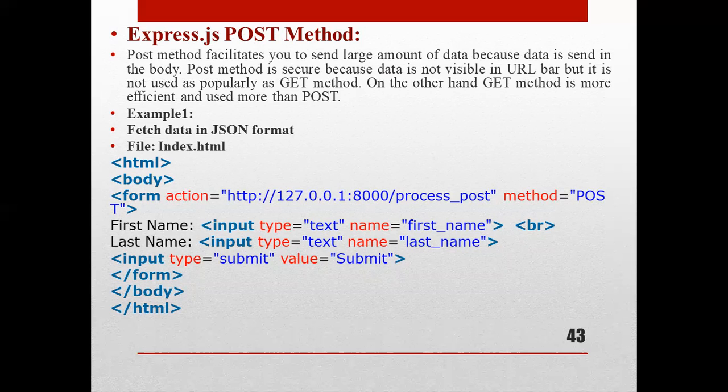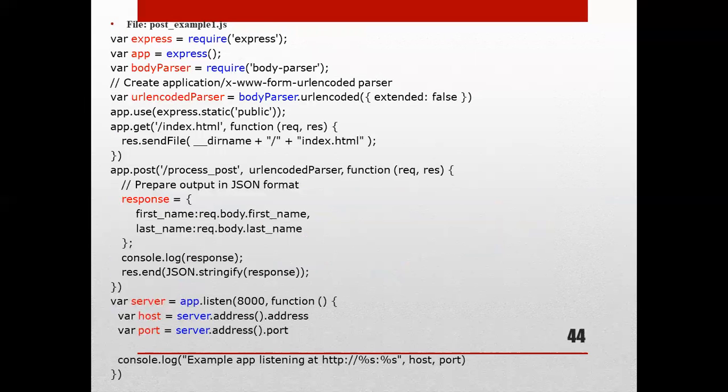See here one example for the post method. Similarly, we have one index file for the first name and last name with one button, submit. Both forms are the same, and the only difference is the method name. In the previous example we used the get method, and now we are using the post method. Then we have a JavaScript file for the post method, that is post example.js.